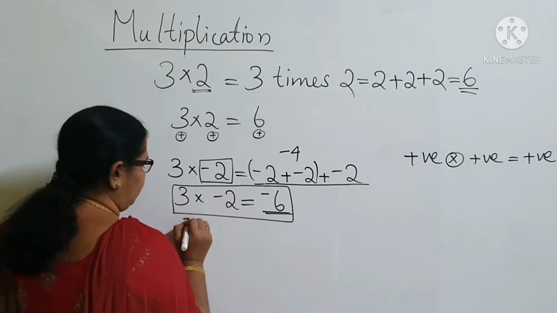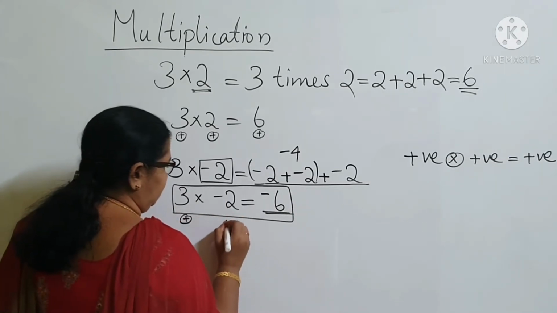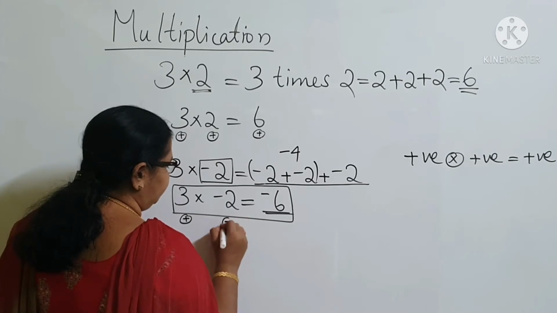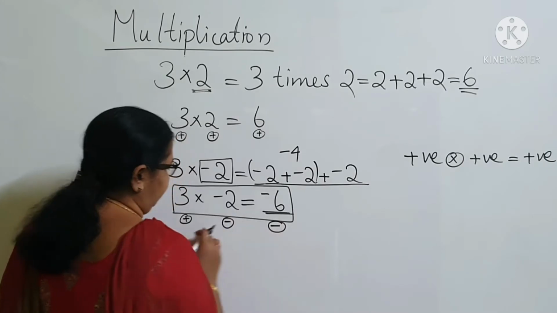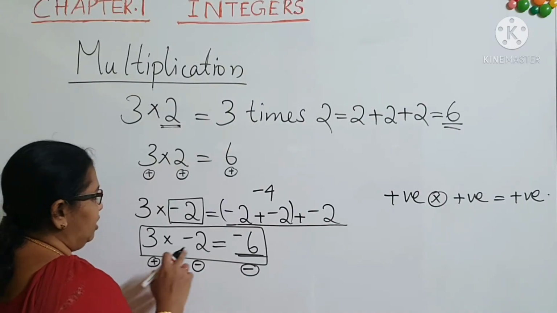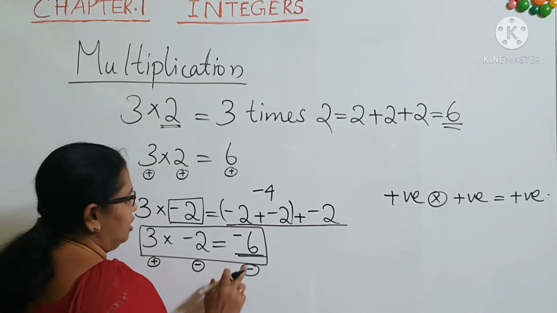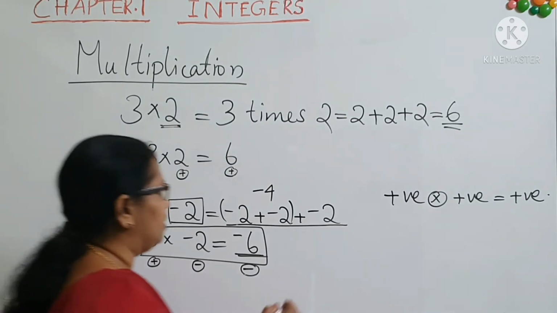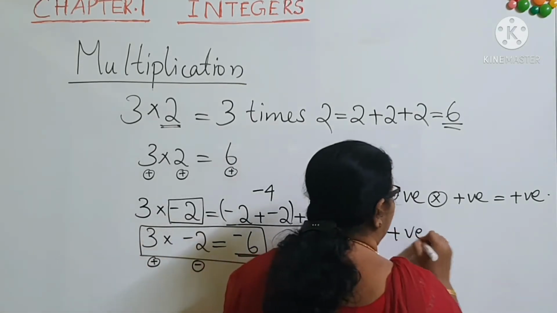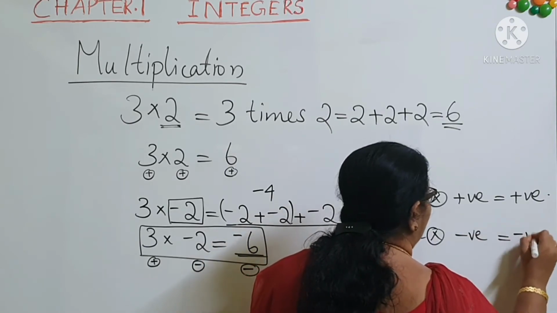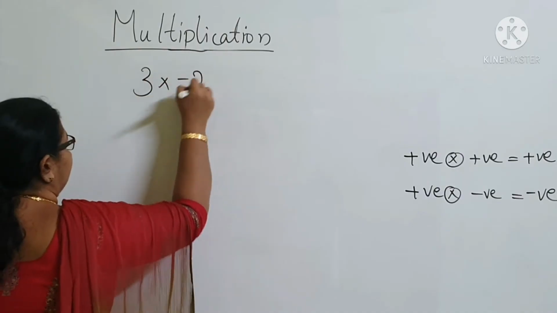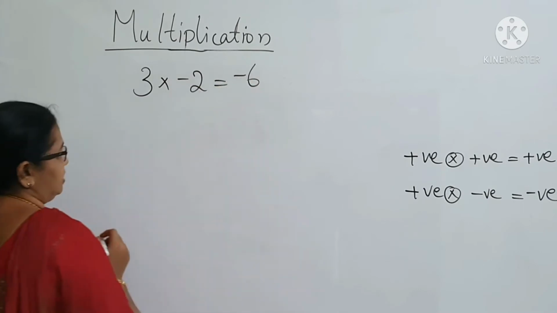That is, 3 is positive, this 2 is negative, and the product 6 is negative. When we multiply a positive integer by a negative integer, the product is negative. That is positive into negative is equal to negative. 3 into negative 2 is equal to negative 6.